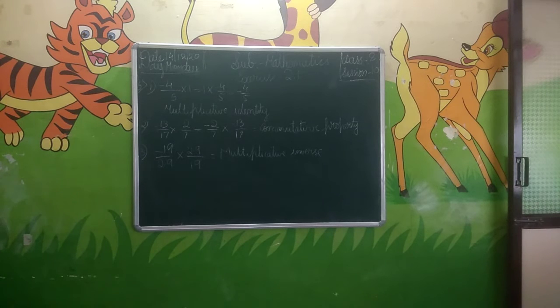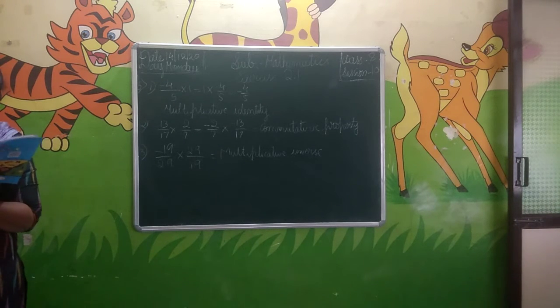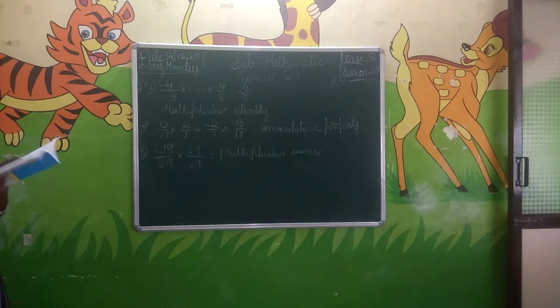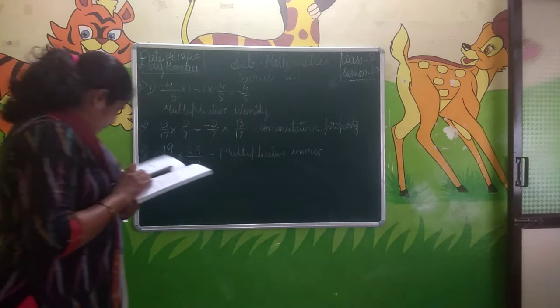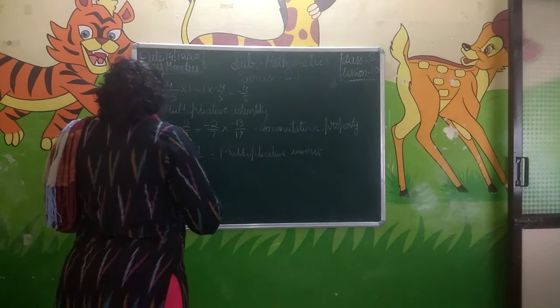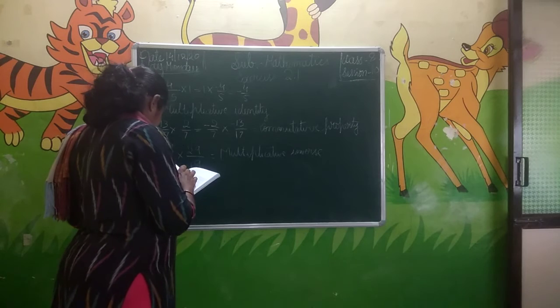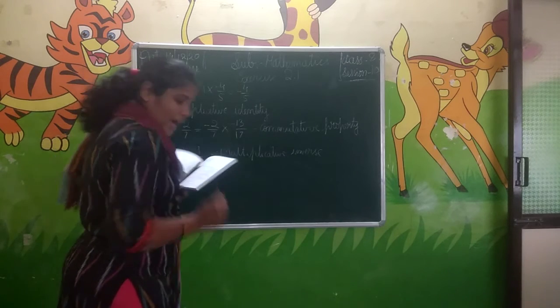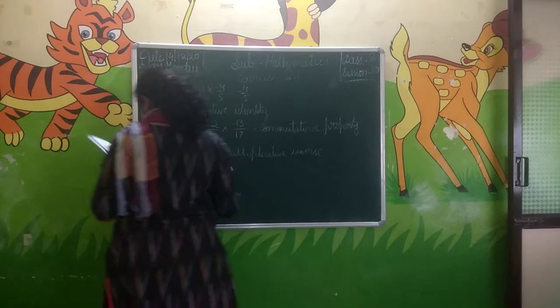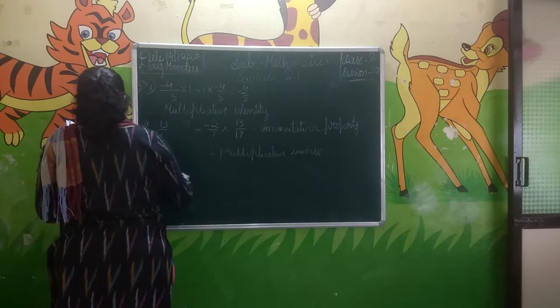Next, multiply 6 by 13 by the reciprocal of minus 7 by 16. What I have said is we have to multiply 6 by 13 by the reciprocal of minus 7 by 16, which means we have to take the reciprocal of minus 7 by 16.